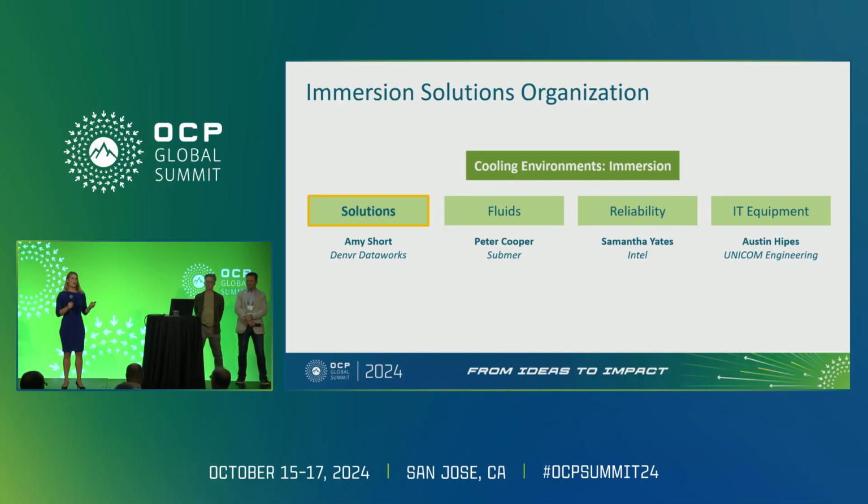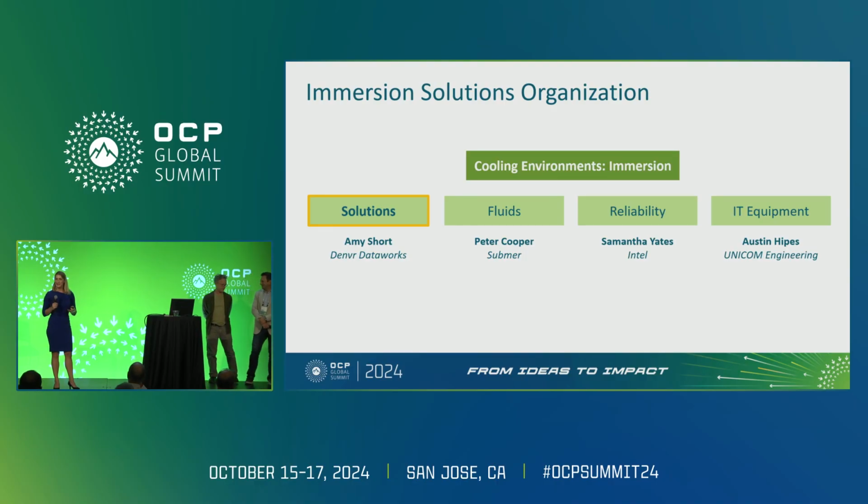All right, so the OCP Immersion Solutions organization falls nicely under the Cooling Environments Immersion community. If you were at the first talk of the day today, Rolf provided a really nice overview of how all of these different organizations and work streams collaborate together and how they're generally organized.